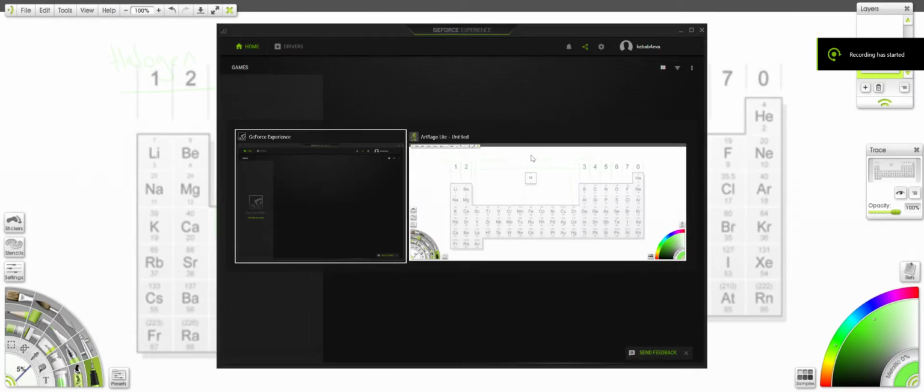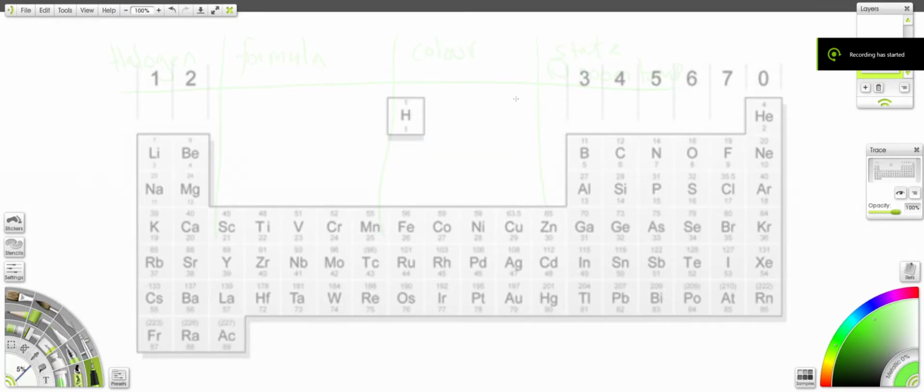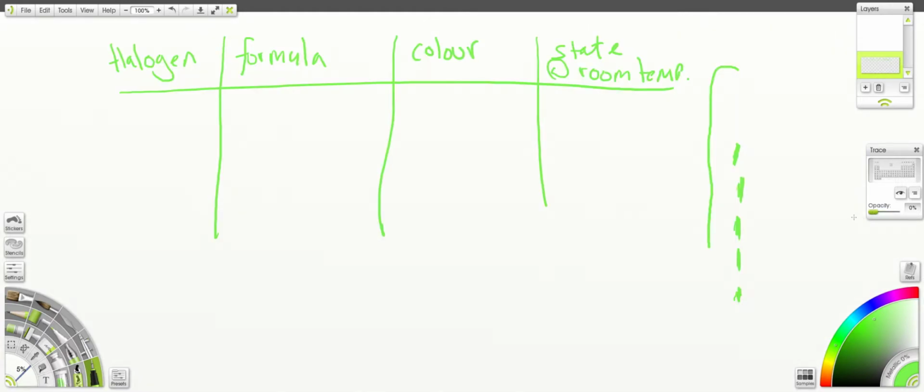Okay, so now we're going to be looking at group 7 elements, and this is group 7 here. It starts with fluorine, then chlorine, bromine, iodine, and finally astatine. We're going to be looking at its properties, how it looks, and how they can react with other things. I've already made a table with the halogen, what the formula is, what the color is, and what state it's at room temperature.